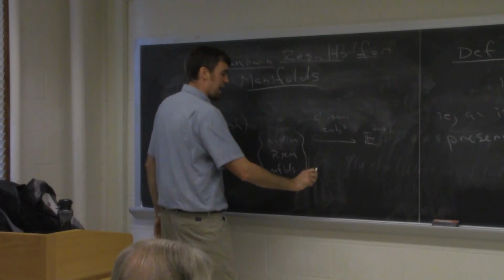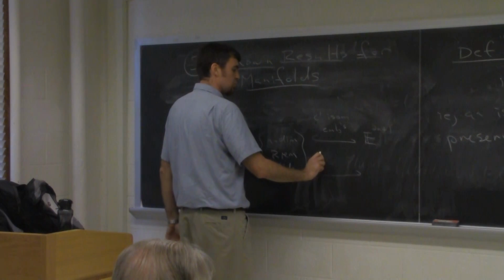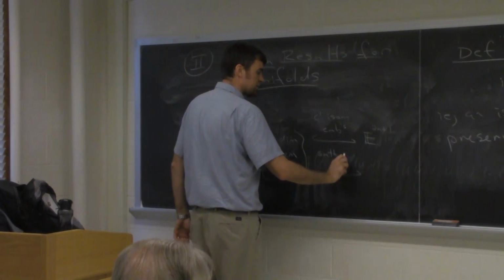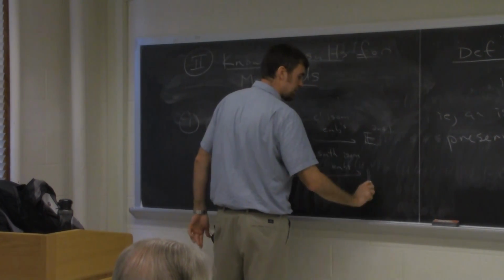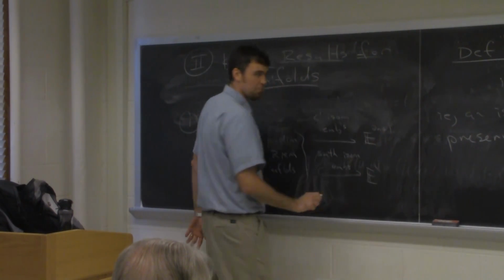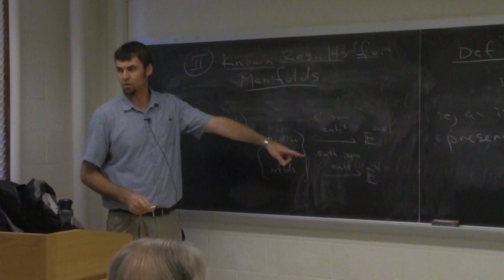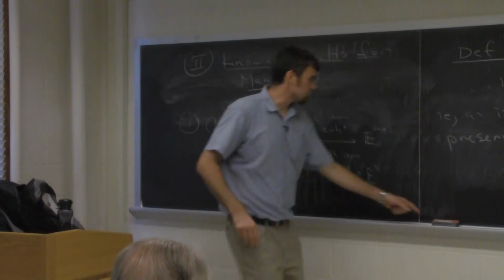Then a couple of years later, Nash proves that you get smooth isometric embeddings into E of some giant, bigger-dimensional space. I'll write down the known n in a second.